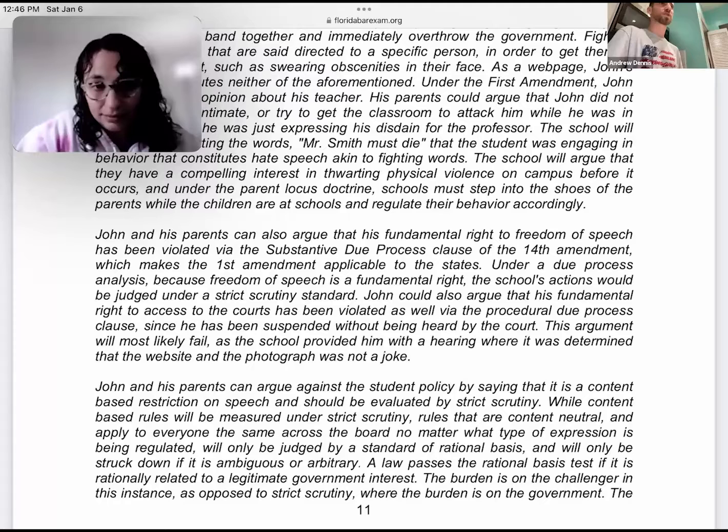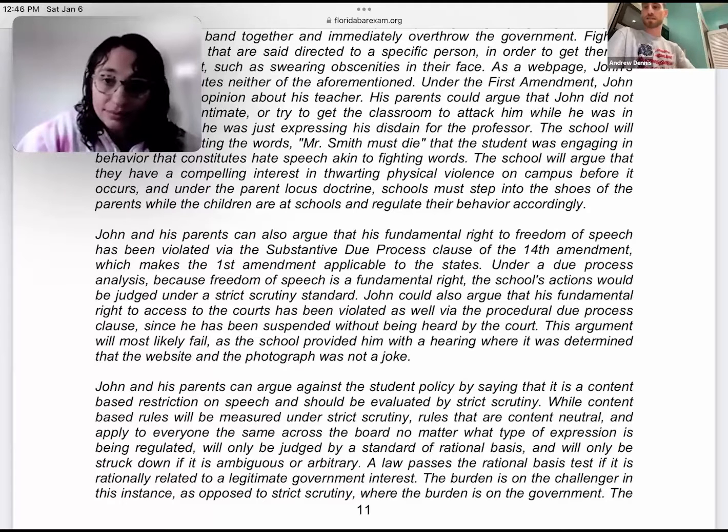Right? When they said notice and hearing, that was all implicating fundamental due process. This argument will likely fail as the school provided him with the hearing, right? So they did that and determined that the photograph was a joke.